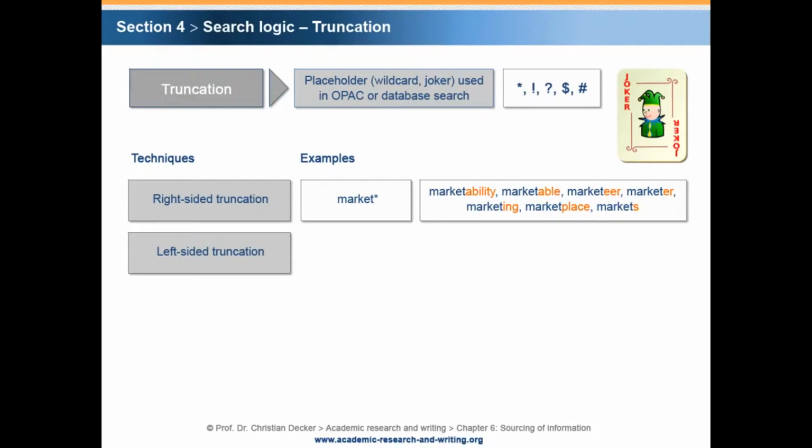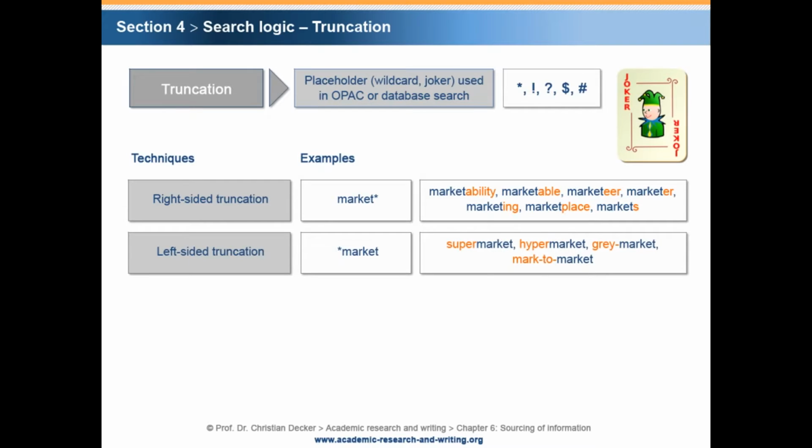Left-sided truncation. The example asterisk market retrieves literature titles that contain words with the word component market on the right side of the word. Potential retrievals are titles that contain words such as supermarket, hypermarket, gray market, mark-to-market. Whether compound words with hyphens such as gray market are included in the findings depends upon the syntax prescribed by the applied software.